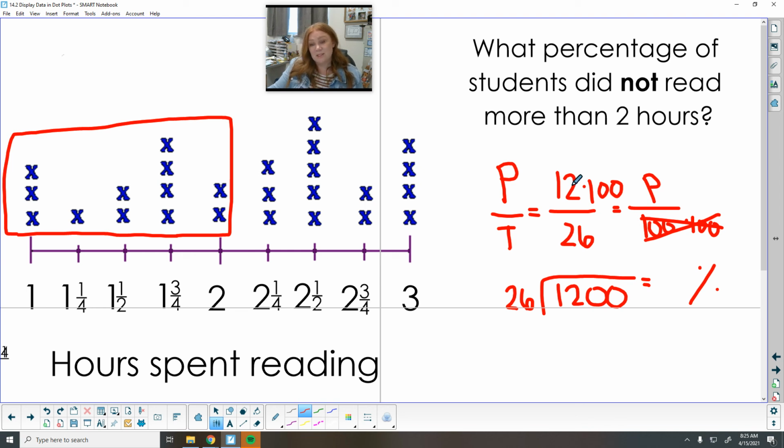So I can kind of see, right? 12 doubled is 24. So this is just a little bit less than half. So our number should probably be around 40 something percent, because that's a little bit less than half at 50%.